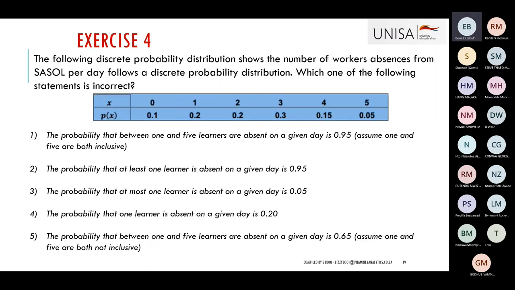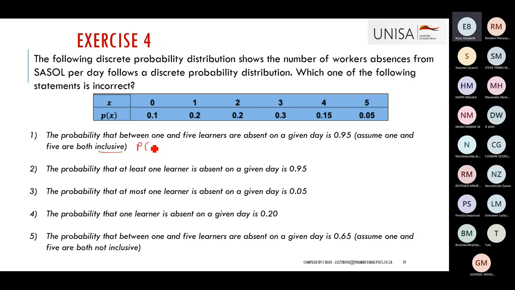Yes. Now let's look at it when they give us word problems. So here are the word problems. The following discrete probability shows the number of workers from Sasol per day, which follows a discrete probability distribution. Which one of the following statements is incorrect? Here are our probabilities and our outcomes. Statement number one, the probability that between 1 and 5 learners are absent on a given day is 0.95. Assume 1 and 5 are both inclusive.